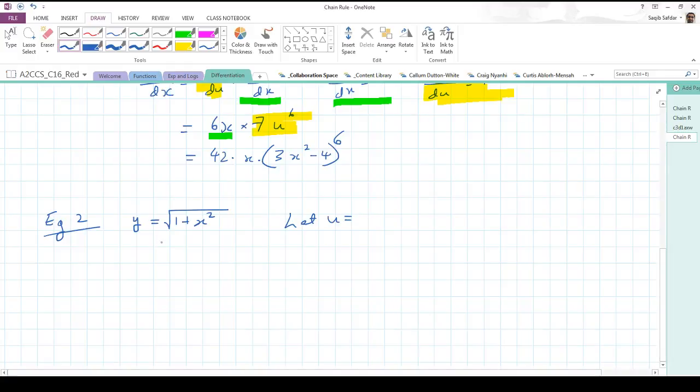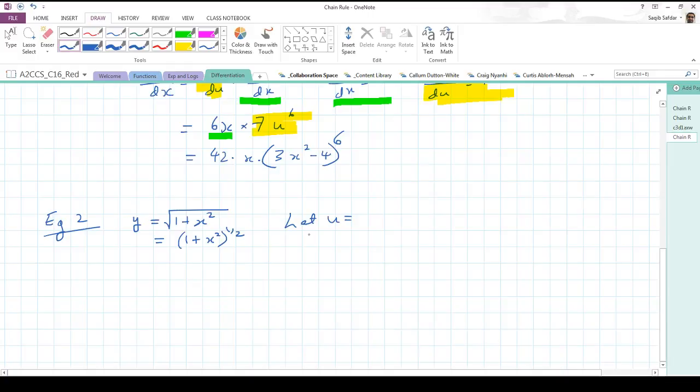Okay. Let's think about that. I've got 1 plus x squared. If I make the whole thing u, I haven't really done a substitution. I've said y is the same as u. But I want to simplify this whole expression. How can I put that in a bracket? It'd be 1 plus x squared to the power of a half. Yeah, so that's the square root. Agree? Okay, everyone happy with that?